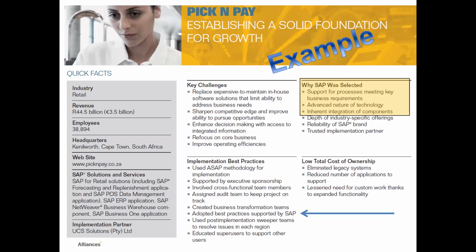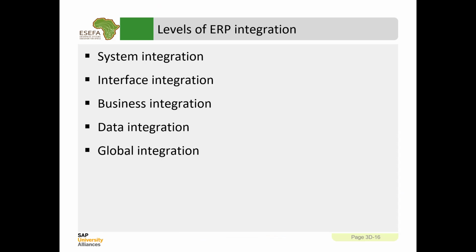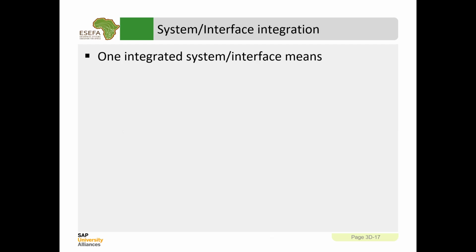It lessens your work. You see so many custom-made fields that you can easily adopt, rather than adapt. You can easily adopt all this functionality into your business. Now, what are the levels of ERP integration in the business? There are five of them: system integration, interface integration, business integration, data integration, and then global integration. All right, we're going to take each of these and expatiate.